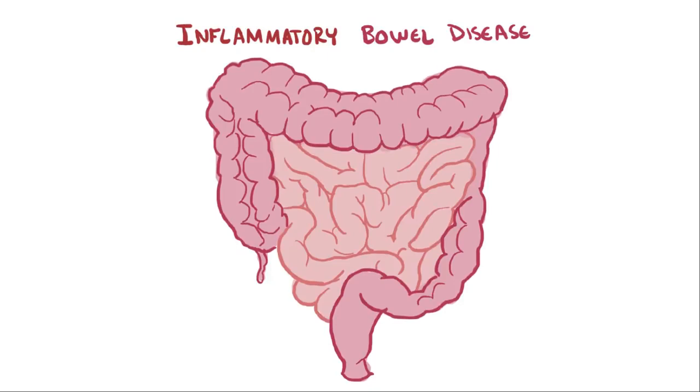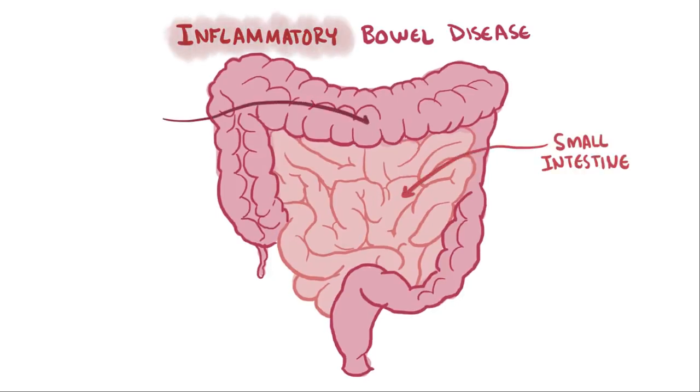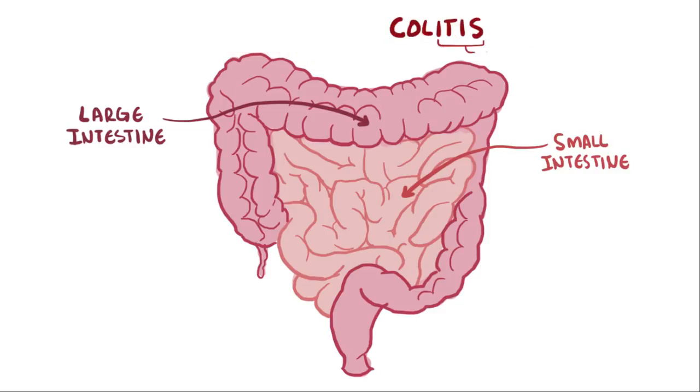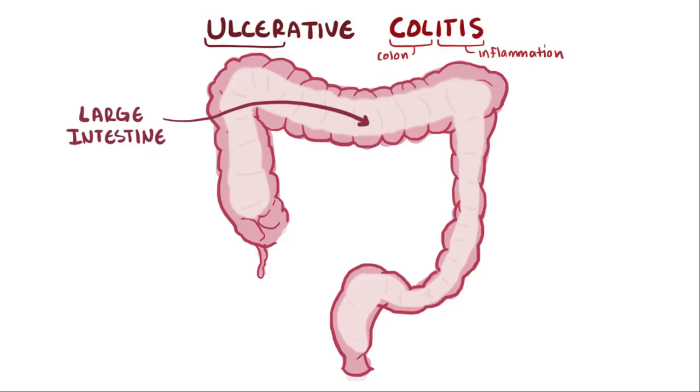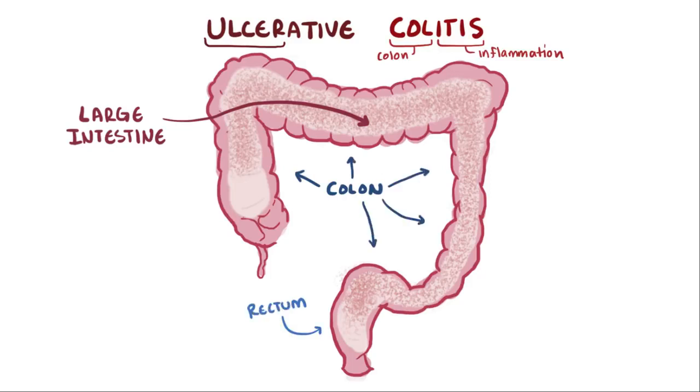Inflammatory bowel disease can cause inflammation in the small and large intestine. In other words, inflammation of the bowel. Colitis refers specifically to inflammation in the colon, or the large intestine. Ulcerative colitis is a type of inflammatory bowel disease that tends to form ulcers along the inner surface or lumen of the large intestine, including both the colon and the rectum.